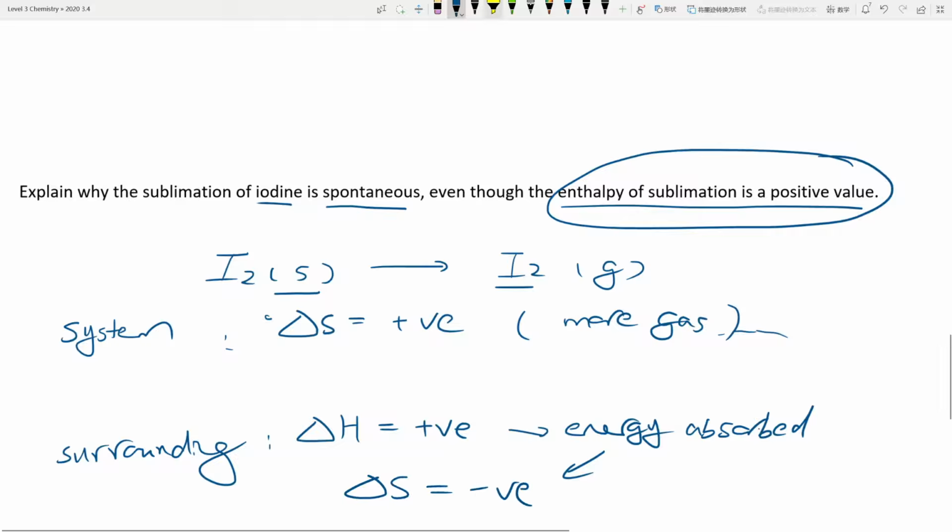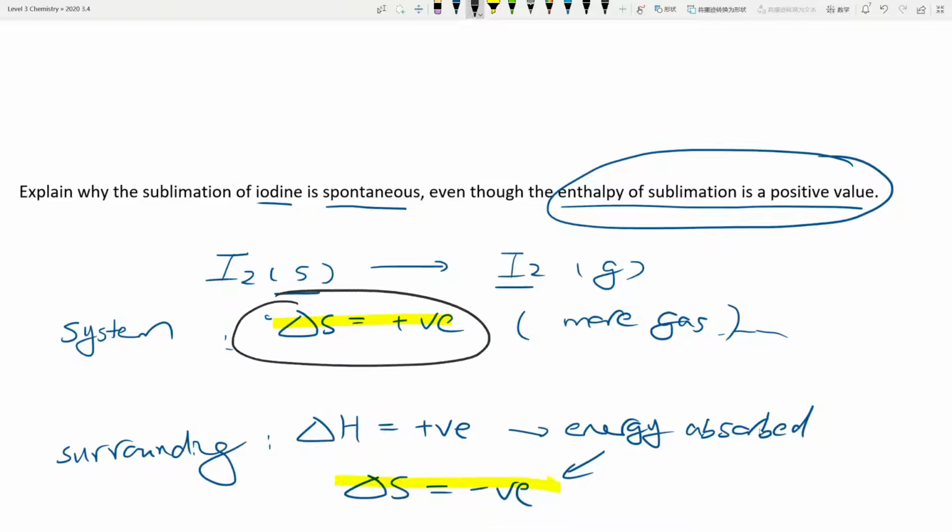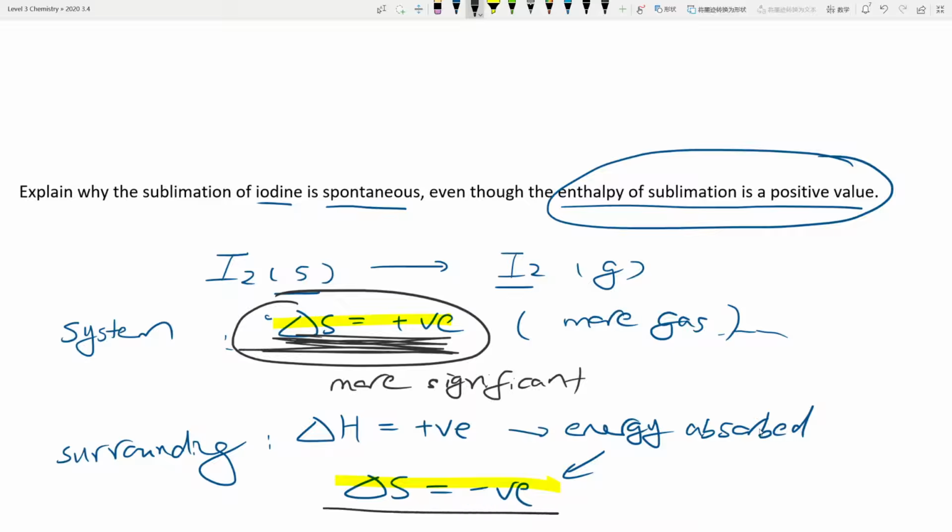And they ask, why is this reaction spontaneous? Well, because this is more significant. For this reaction to be spontaneous, this particular change of entropy inside the system must be more significant compared to the negative change of entropy of the surroundings. Therefore, it is spontaneous, and then you can get your full grade here. This is how you do spontaneity in terms of entropy.